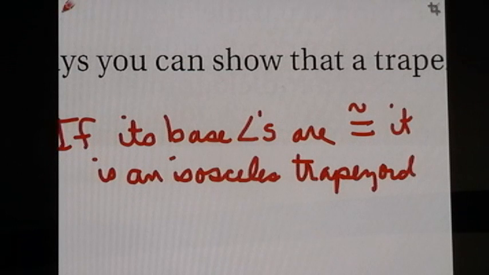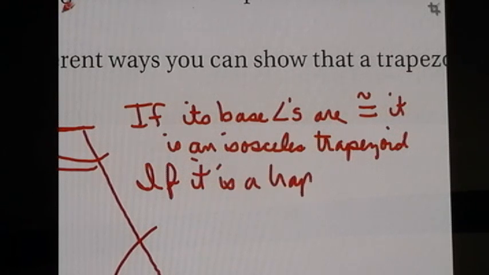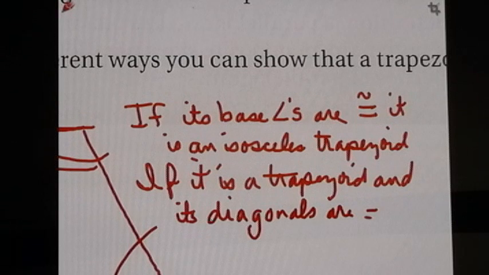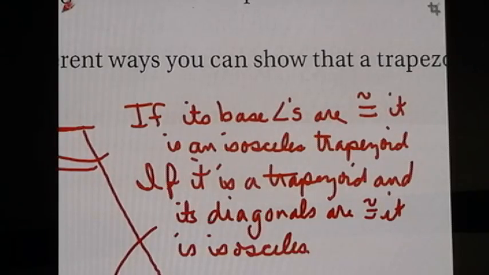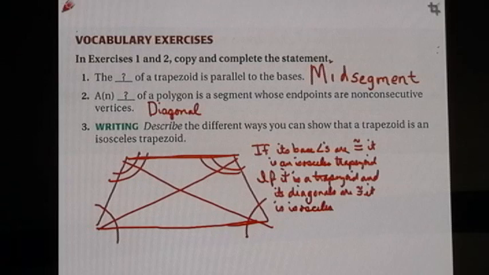Or, if it is a trapezoid and its diagonals are congruent, it is isosceles. Okay, that would have congruent diagonals. Also, if it were a rectangle or square, they would be congruent, but that wouldn't be a trapezoid.